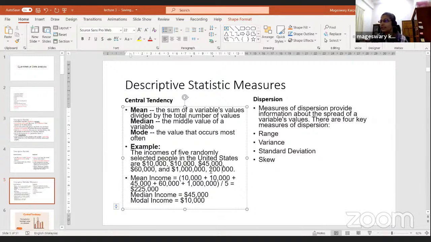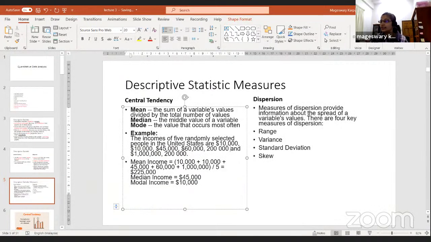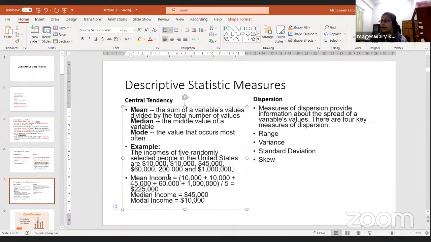So what will happen is, let's say you arrange this back, put this here, right? So you have 10, 10, 45, 60, 200, and 100,000. So now the middle number will be 45 and 60. Am I right? The middle number will be 45 and 60. So what you need to do, you add these two numbers and divide by 2. Then you will get the median, which is the center value.